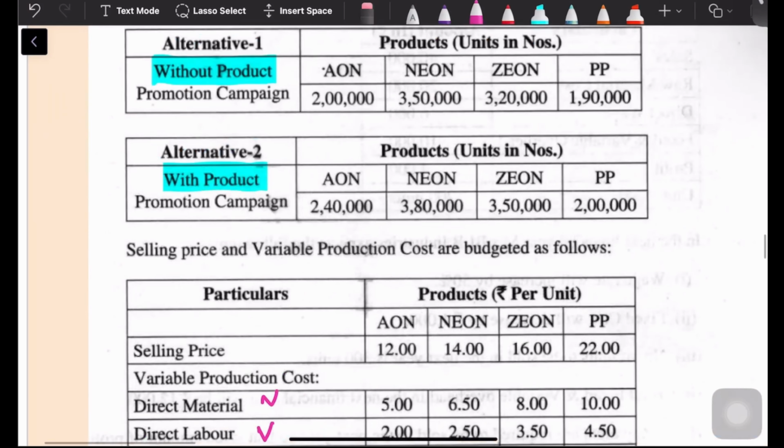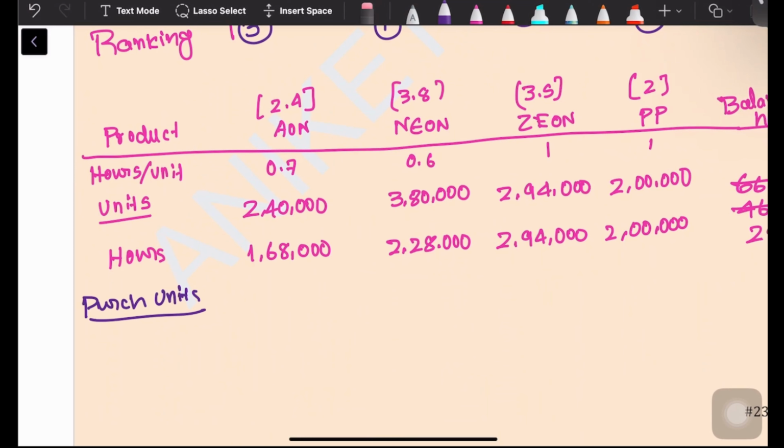Next, last one is Xeon. I am left with 294 thousand hours. I can also produce these many units. So all these are manufactured. So purchase units: the balance units of Xeon I have to purchase. 350 minus 294, 56,000 of Xeon I will purchase.